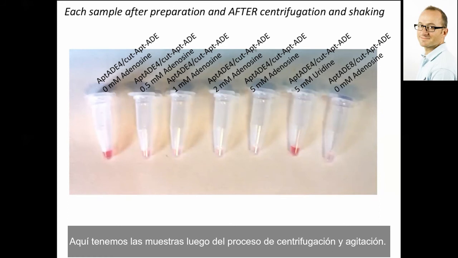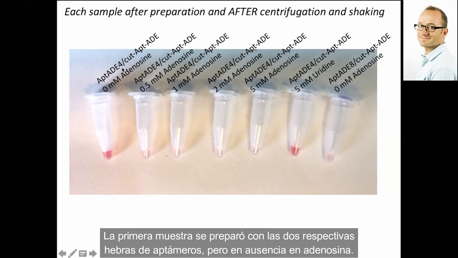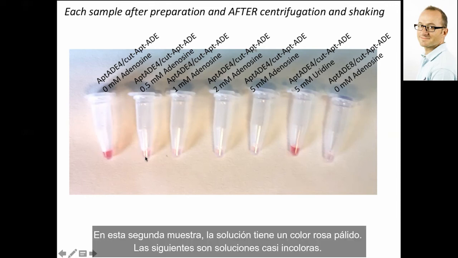You can see here that after centrifugation and shaking, you can get the typical red color, which is specific to the colloidal gold nanoparticles, on this sample here and on this one here. Indeed, this one is made of both aptamer strands, but in absence of any adenosine. It means that you cannot form the aggregates in this sample. This one is light pink, and the following ones are almost colorless.